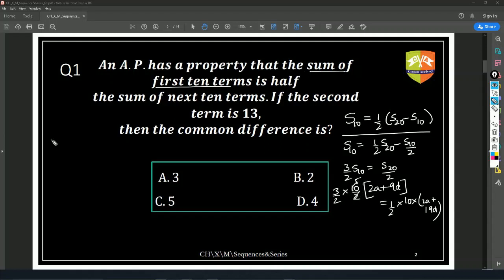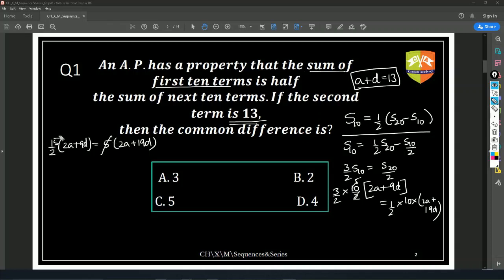Let me write it here. So 15 upon 2 into 2a plus 9d is equal to 5 times 2a plus 19d. Okay, and one more relation was given to us. Second term is 13. What does this mean? That means a plus d is 13. A plus d is 13 given, right? So we have two variables, two equations. We have to find out d. That means we have to eliminate a, isn't it?